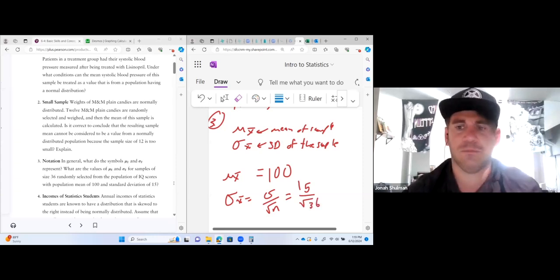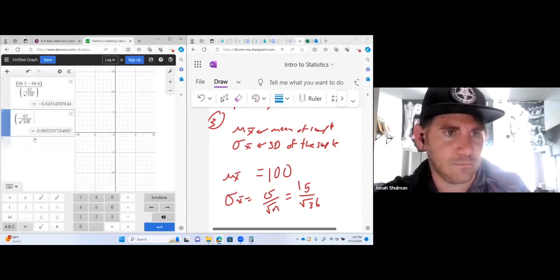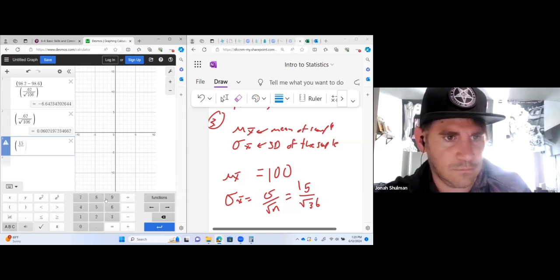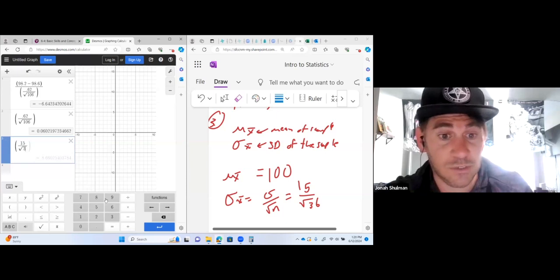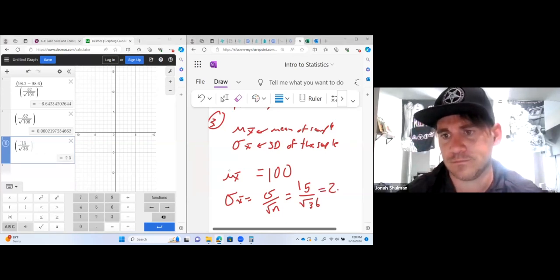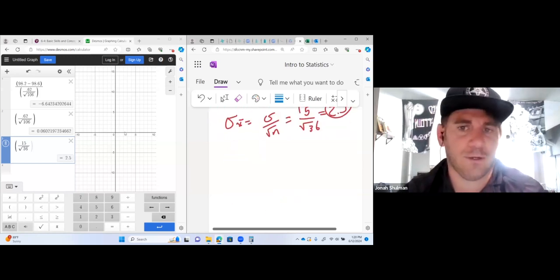And why are we allowed to do this? It's more than 30. I'm going to keep using decimals as my calculator, and it's way easier to use. It's 2.5. Boom. We made it to 4.